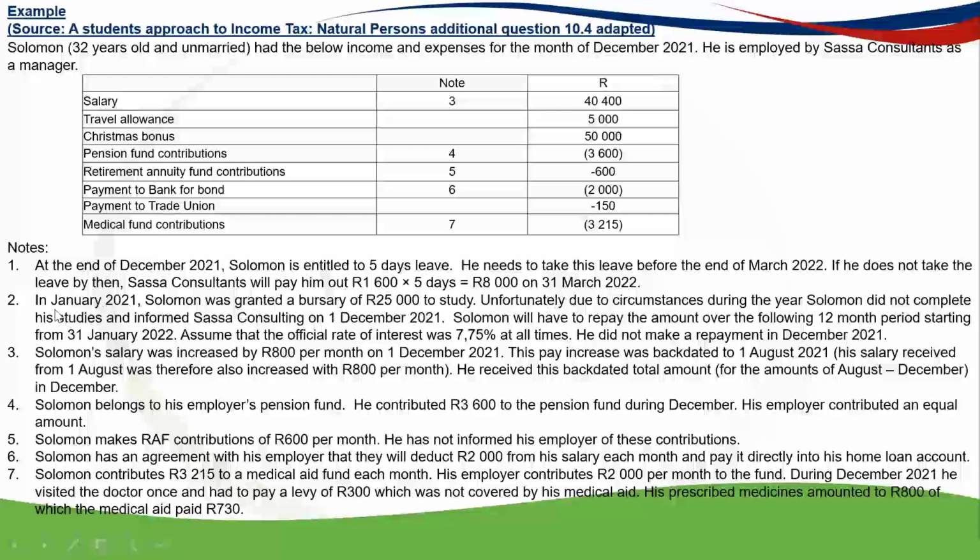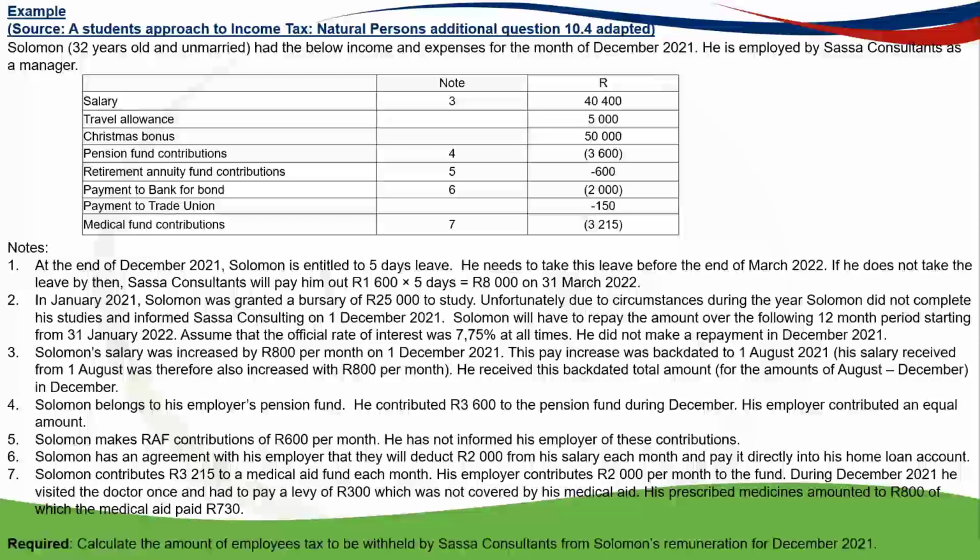The second note that we do not read is note 2. In terms of this note, in January 2021, Solomon was granted a bursary of 25,000 to study. Unfortunately, due to circumstances during the year, Solomon did not complete his studies and informed SASSA Consulting on the 1st of December 2021. Solomon will have to repay the amount over the following 12 months period starting 31 January 2022. Assume that the official rate of interest was 7.75% at all times. He did not make a repayment in December 2021.